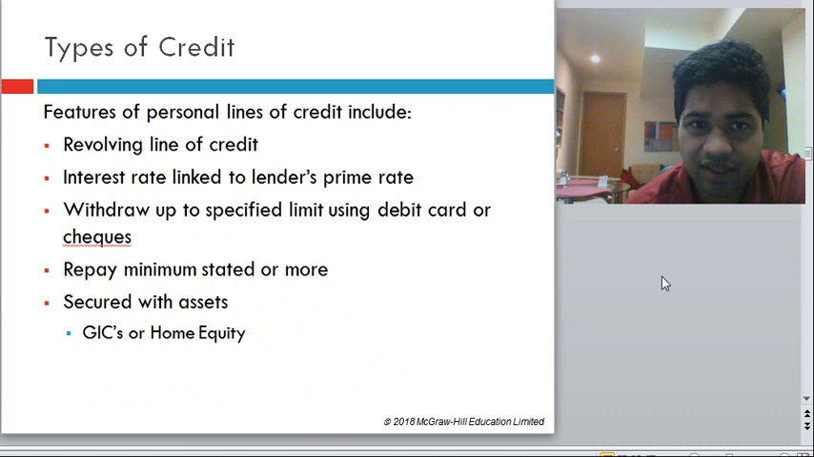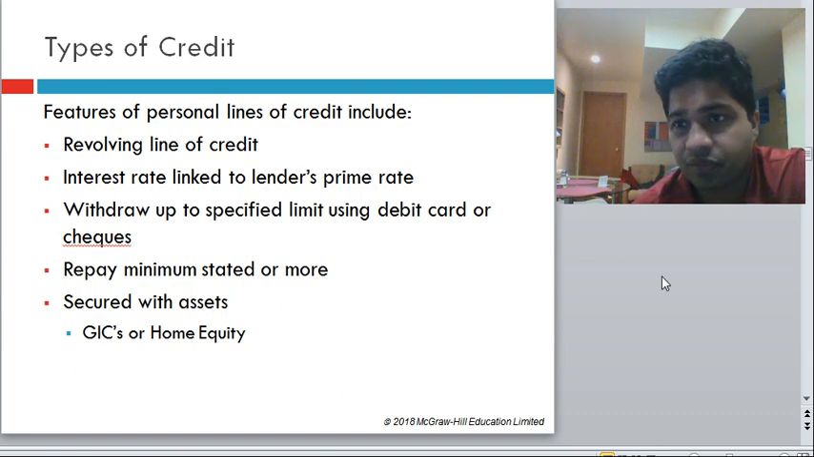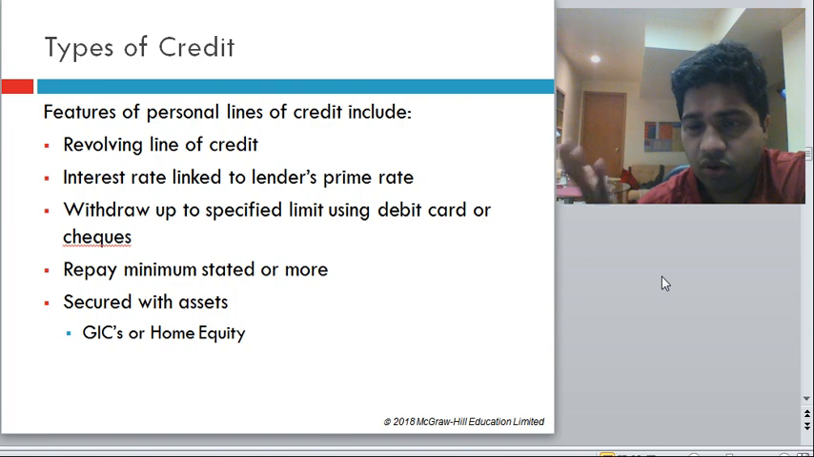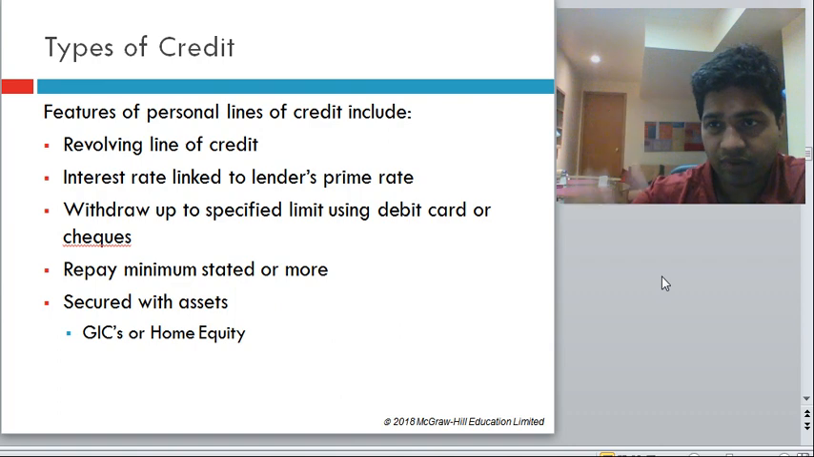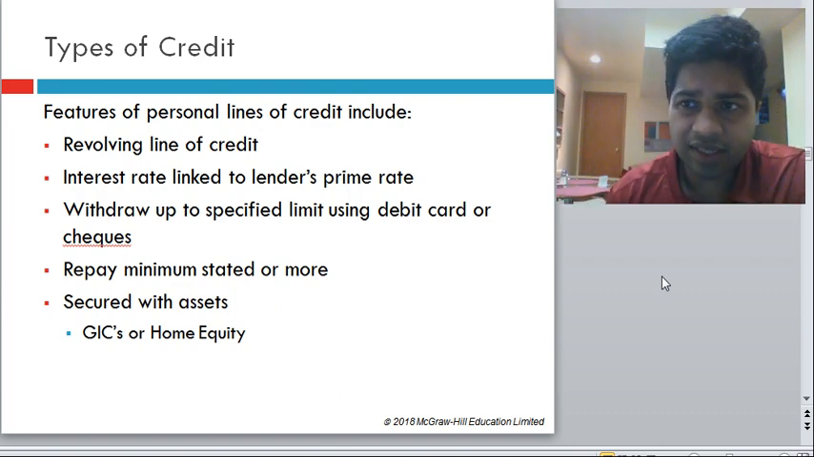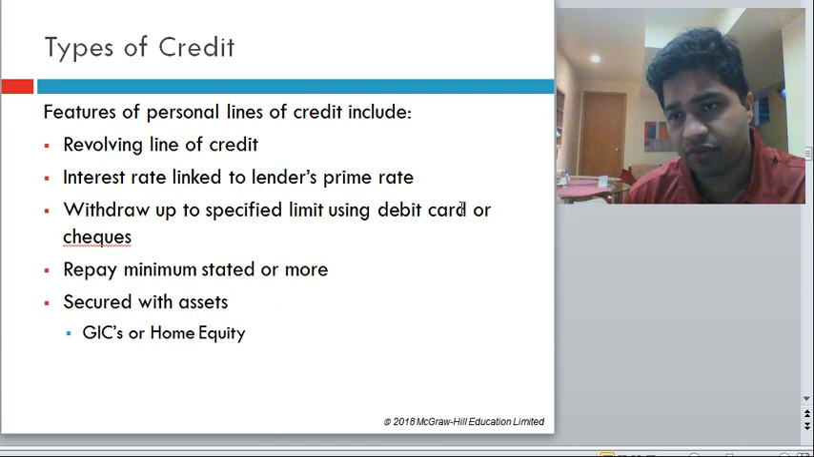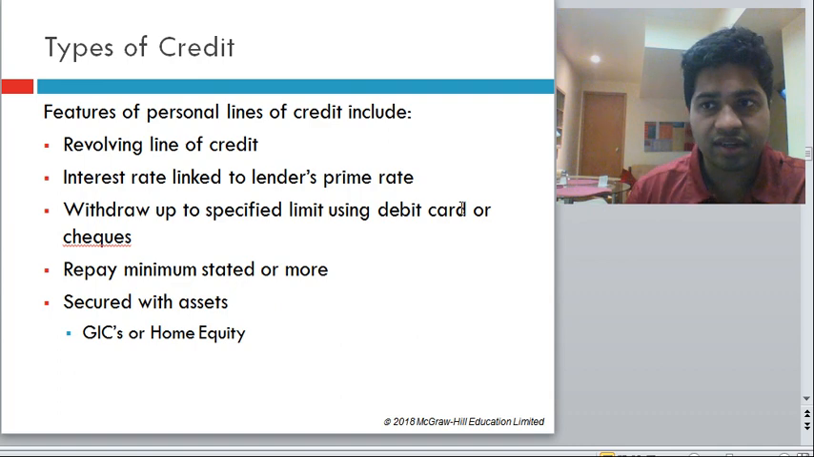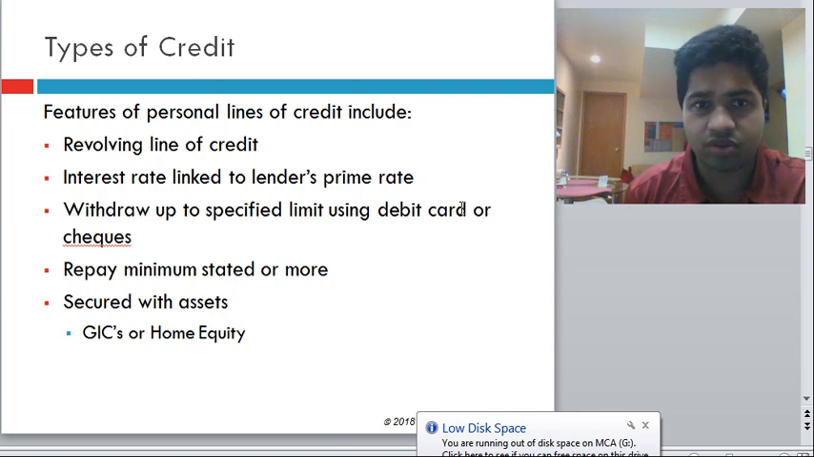Features of a personal line of credit: revolving line of credit, interest rate linked to the lender's prime rate. What is a line of credit? You get a pre-approved loan or a pre-approved card, and you can use that money. Whatever you use, you pay interest on it. Interest rates are linked to the lender's prime rate. The prime rate is something that is based on the Government of Canada's rate, and interest rates are based on that prime rate. So if the interest rate goes up, the borrowing rate goes up. If the interest rate goes down, the borrowing rate goes down.